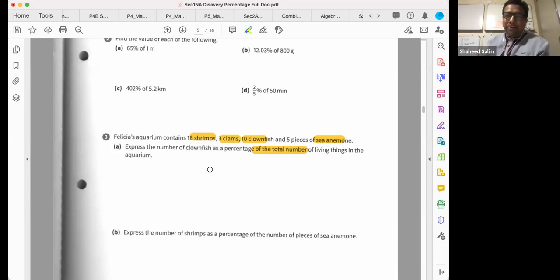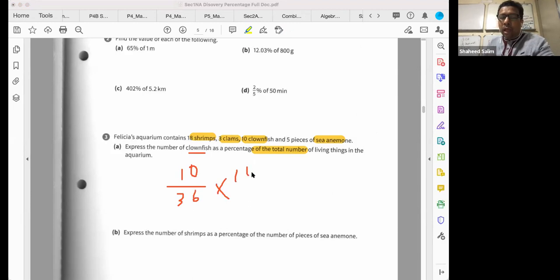Hey, come back. You all know how to do this, right? Clownfish. Don't tell me you do not know how to do this. Very simple. I will do this for you. Clownfish is 10. You want to find a percentage of the total number. If this is number of fish, below must be number of fish. 18, 3, 21, 21, 10, 10. 21 plus 10 is 31. 31 plus 5 is 36, times by 100. How do we know it's times by 100? Because this 36 equals 100%.